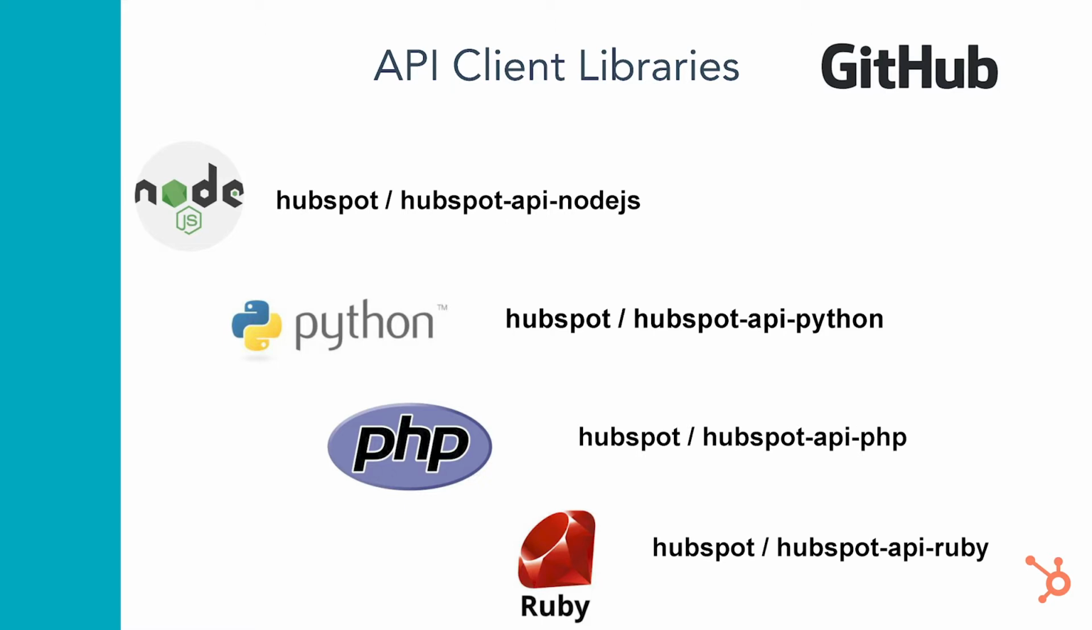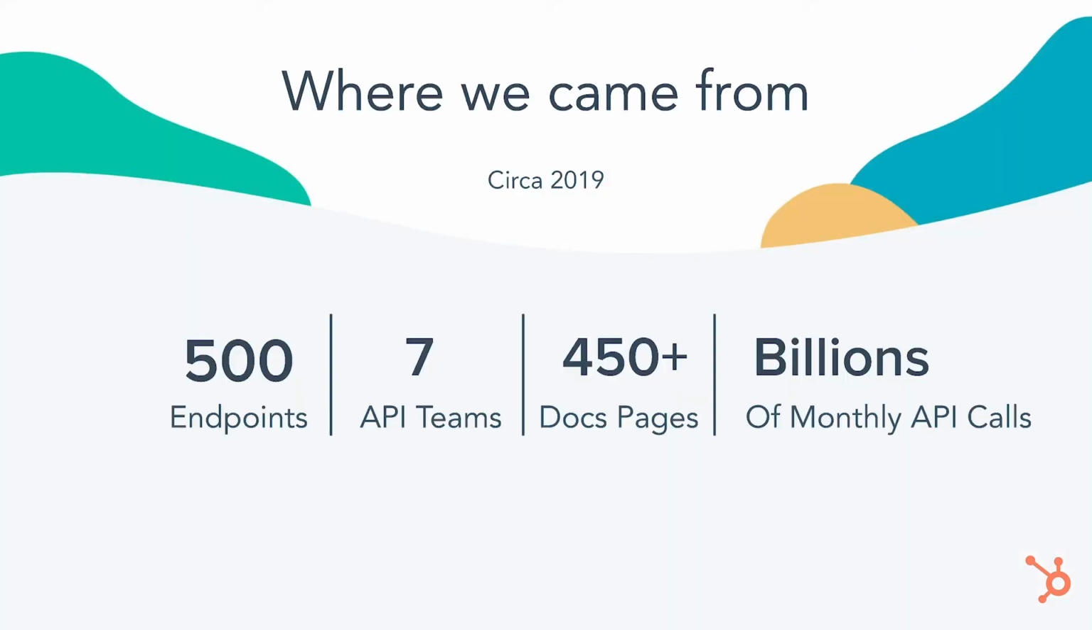Since our launch in 2006 as a marketing software company, HubSpot has come a long way. Our small, autonomous engineering and product teams have since released the CRM, Sales Hub, Service Hub, and CMS Hub, along with their public APIs. As of last year, we calculated that we had over 500 endpoints, 7 separate API engineering teams, and over 450 pages of public documentation with billions of calls being made on the platform on a monthly basis. That's a lot of power, but it's also a lot of friction.